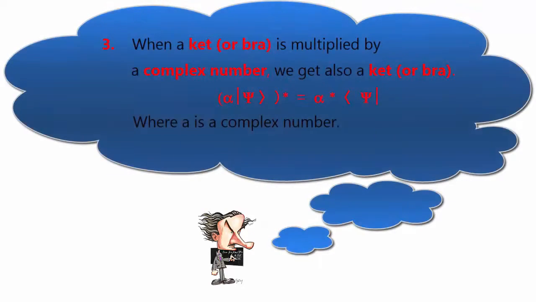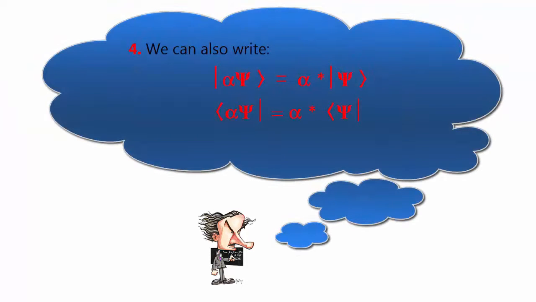3. When a ket or bra is multiplied by a complex number, we also get a ket or bra, where a is a complex number. 4. We can also write the following equation for ket and bra. Ket a psi equals a star ket psi. Bra a psi equals a star bra psi.